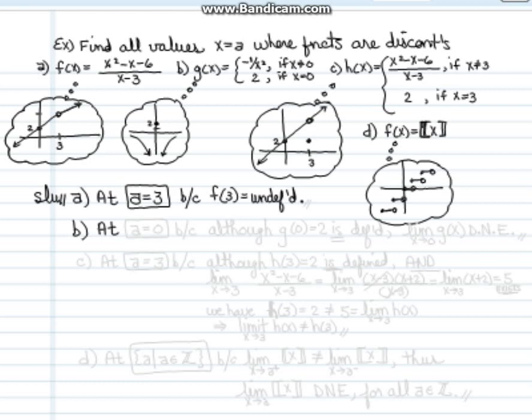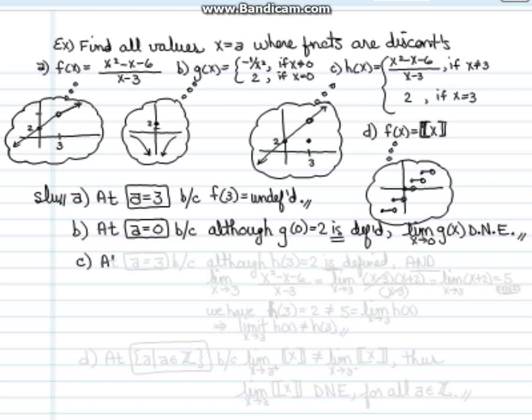The second equation, g of x, has a discontinuity at a equals 0. And the reason for that is if you look at the equation, although g of 0 itself is defined to be equal to 2, so it is defined, the problem is that the limit as x approaches 0 of g of x is equal to negative infinity, and negative infinity means the limit does not exist. And that's why it's discontinuous at a equals 0.